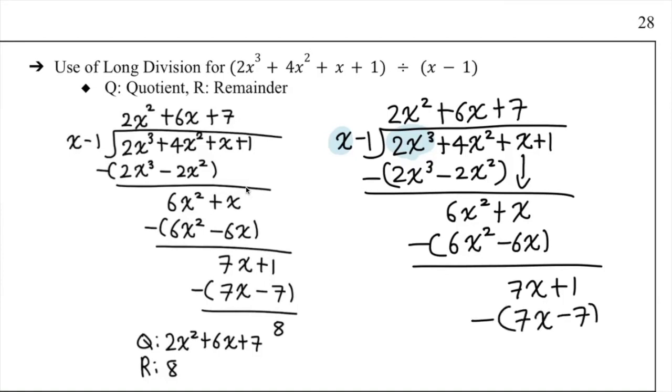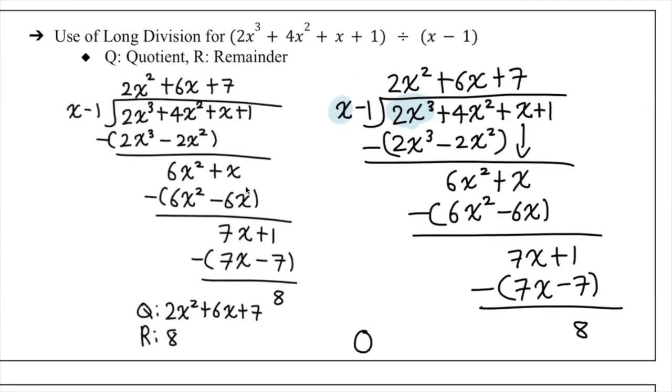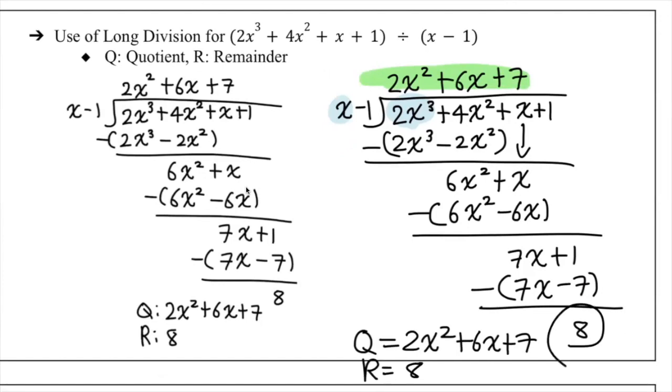And if you subtract it, you're going to get 8. So from this process, you can find that the quotient is what's given at the top. The quotient can be found to be 2x squared plus 6x plus 7, and the remainder can be found to be 8, which is what's at the bottom. If the remainder is 0, what you get at the end would be a 0. However, in this case, because our remainder is 8, it is 8.